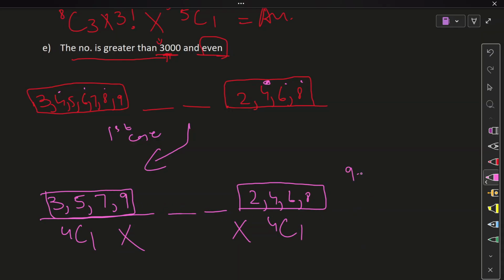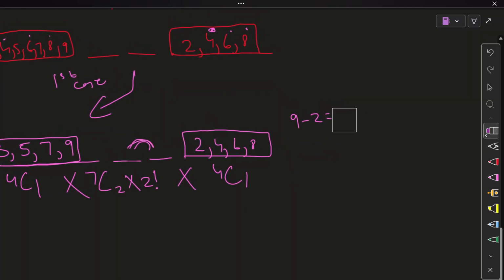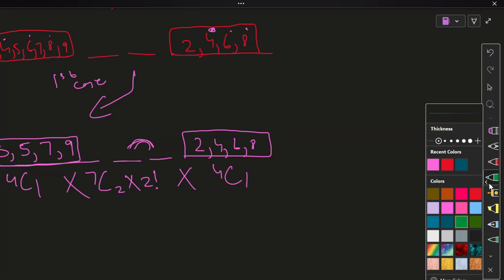And how many? Out of the 9, 2 have been placed, 7 remain. So out of the 7, 2 can occupy these positions, and they can move about these positions to give a new number each time. Easy, easy thought process. Now for the second case, that is the important one. Second case. Okay, let's change to green.